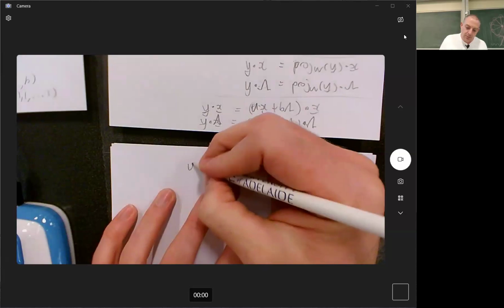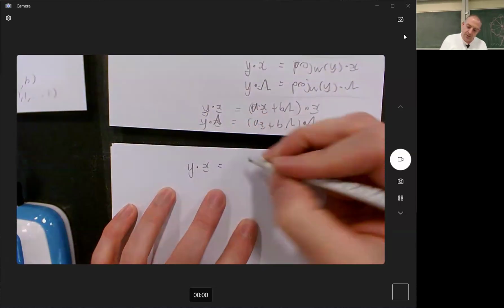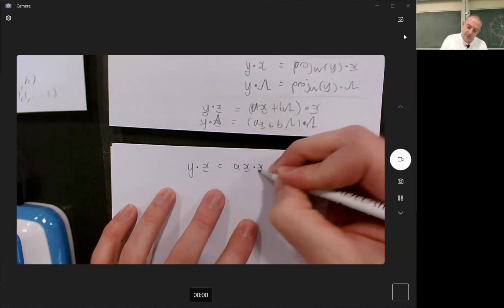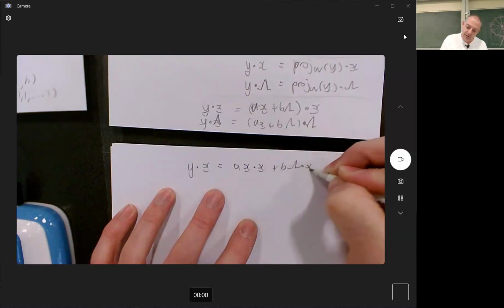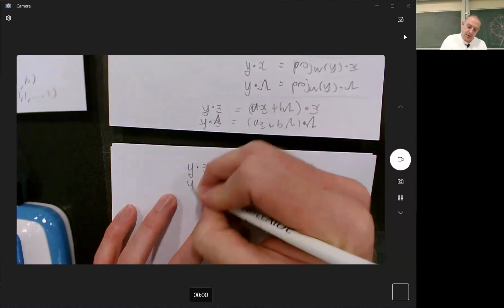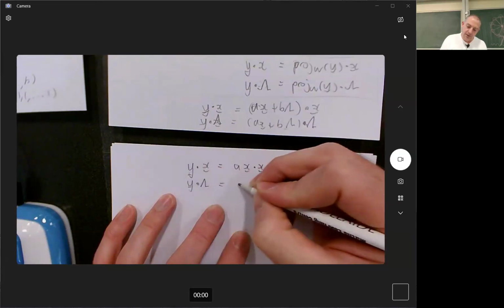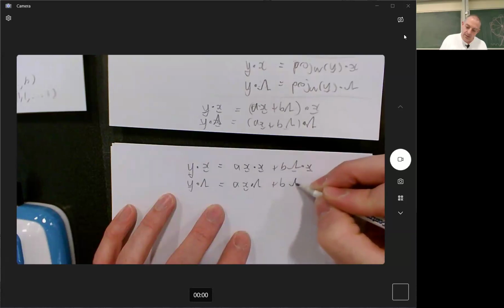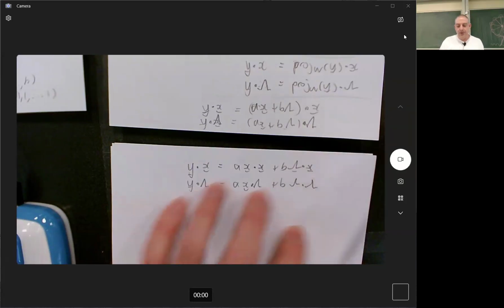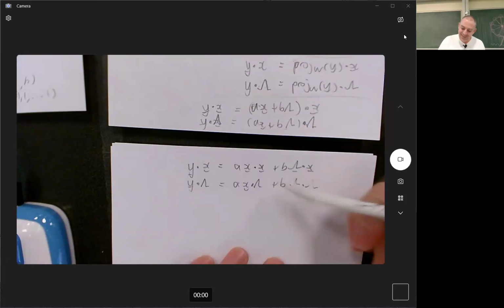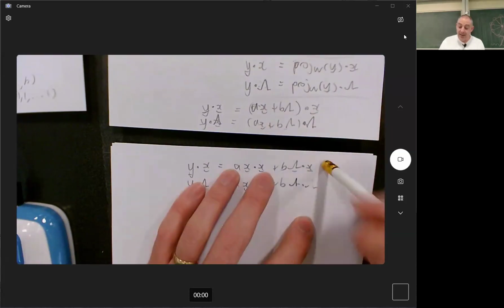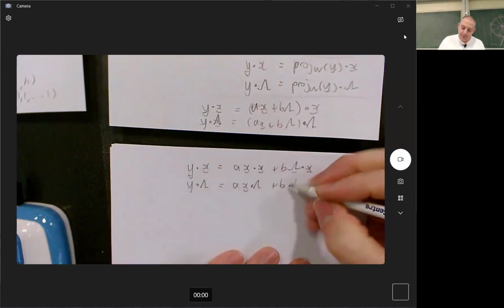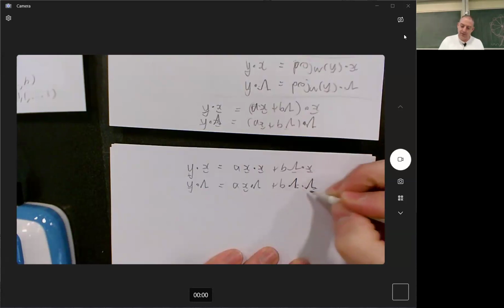And so I have y dot x is ax dot x plus b lambda dot x, and y dot lambda is ax dot lambda plus b lambda dot lambda. Okay.